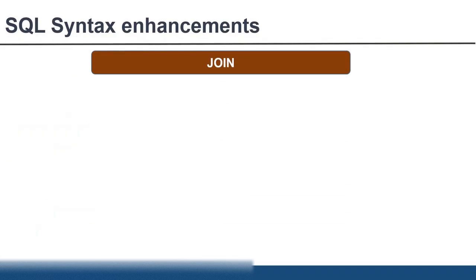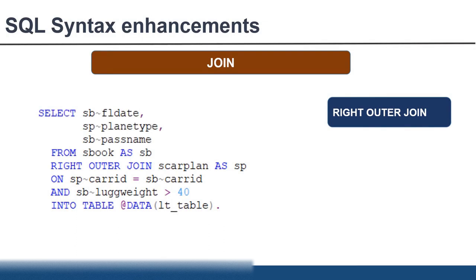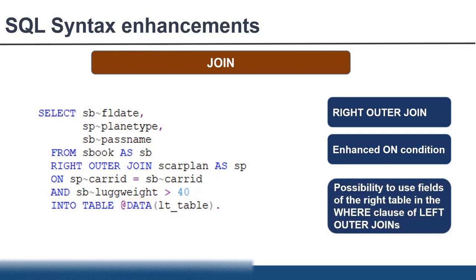Join statement. Before the syntax enhancement on SQL, you could use only inner and left outer join. But now, right outer join is also introduced. The on condition is enhanced as well. It is no more mandatory to use field of the right table in the on condition. Also, operators like greater than, less than can be used for comparison within an on condition. It is possible now to use fields of the right table in the where clause of left outer join.